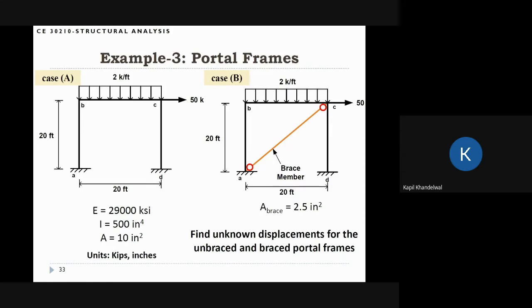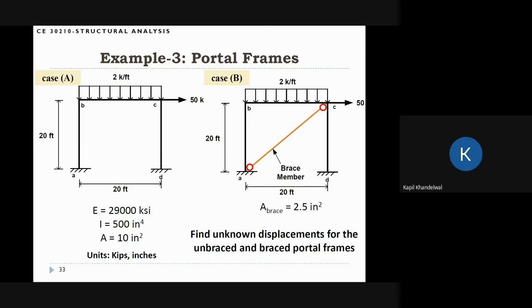So brace members are truss members, and whenever we have a brace member, we can use the truss member stiffness matrix. That's because we already know the stiffness matrix for a truss element. So the brace element is modeled as a truss element. And for the area of the bracing, I'm using 2.5 inch square for this problem. We want to solve these 2 cases and see what happens. The reason I'm introducing you to this idea of braces is that I want to show you the effect of braces, what this brace member is going to do to this frame.